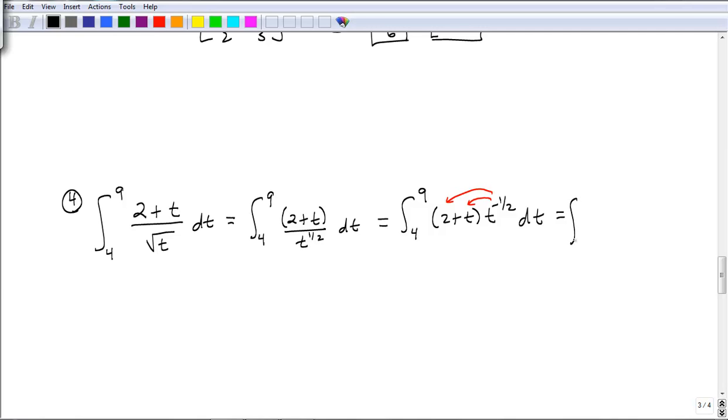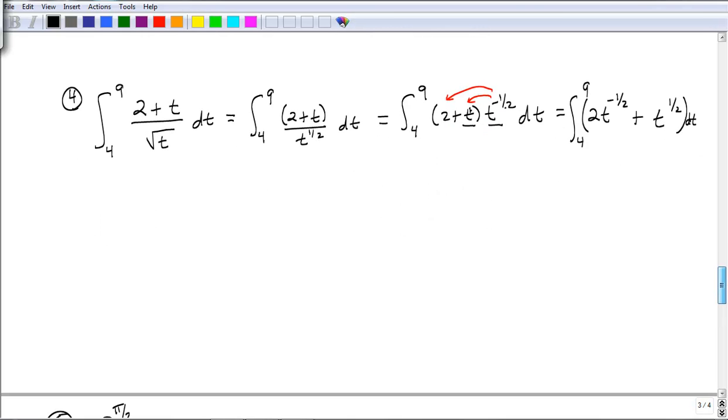And I get the integral from 4 to 9 of 2t to the negative 1/2 plus, when I multiply these together, I add their powers, and that's t to the first. 1 plus negative 1/2 is positive 1/2. So notice that's what I get when I distribute the t to the negative 1/2 through: 2t to the negative 1/2, plus t to the positive 1/2. But now I can actually integrate.